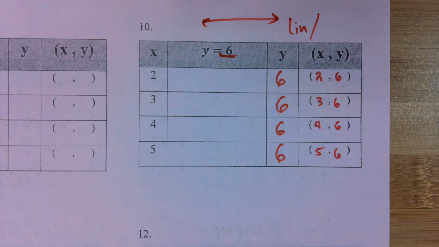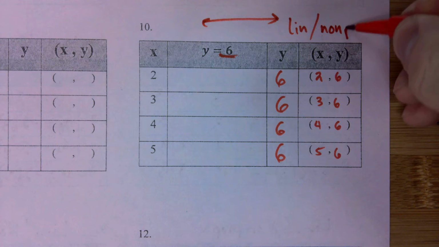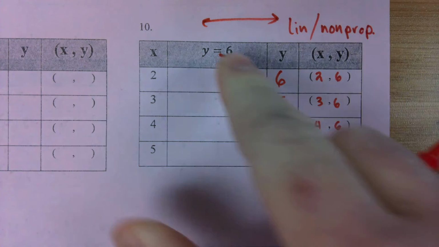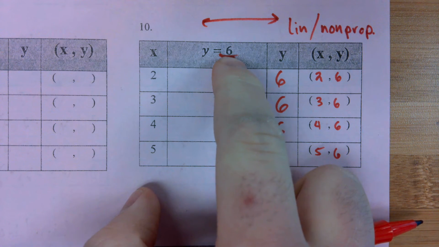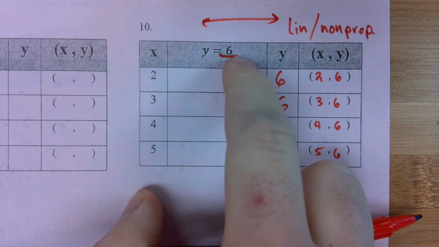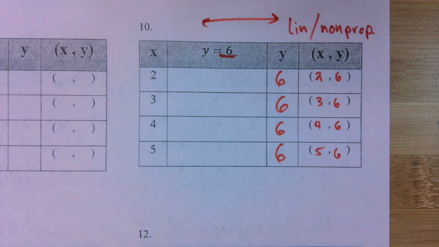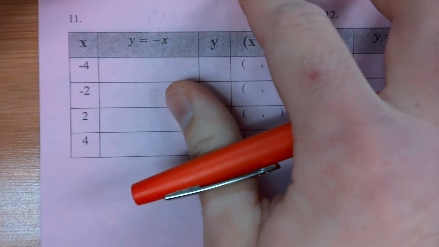Now, is it going to be proportional? No. Definitely not. That's non-proportional because our y-intercept here is 6. Yes. Right? All right, down to number 11.